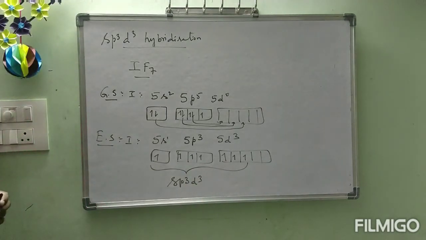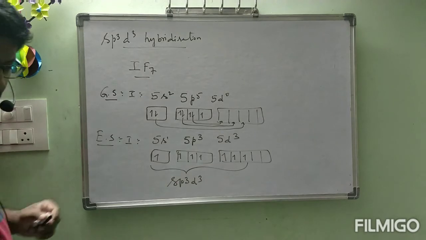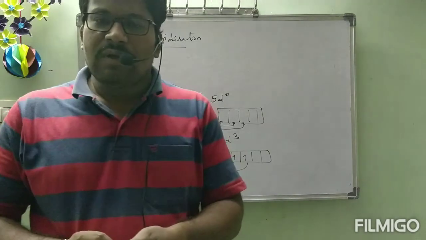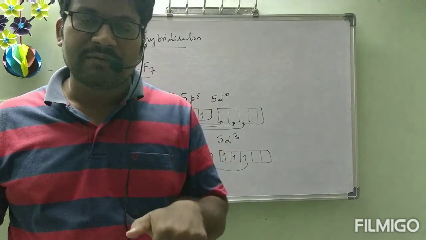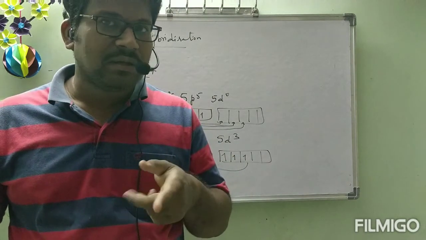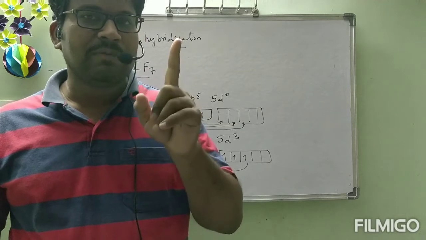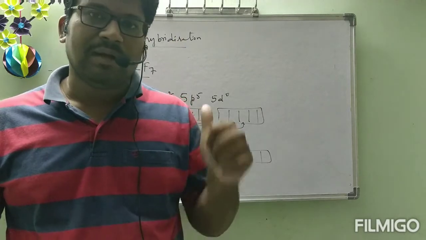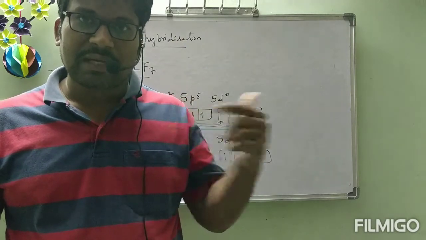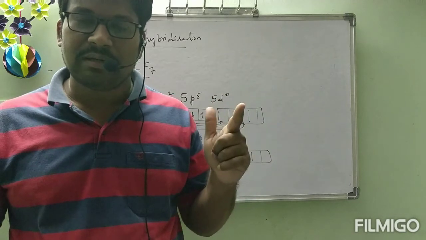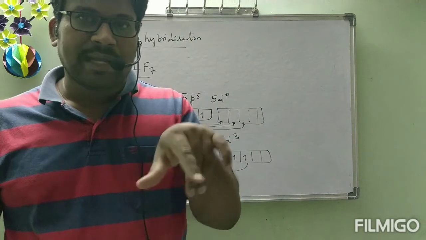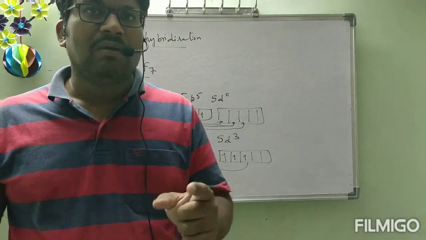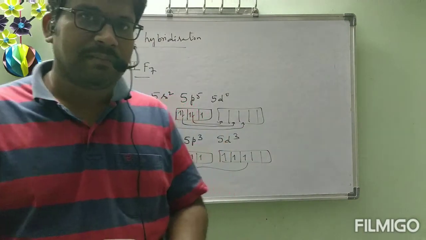What is that? sp3d3. Here, if you have 5 orbitals, 3 will be in plane, 1 will be above the plane, another one will be below the plane. 4 will be in the plane, 1 above and another below. Now we have 7, increasing by 1 orbital. 7 means 5 will be in the plane, like pentagonal shape. 1 will be above the plane, another one will be below the plane.